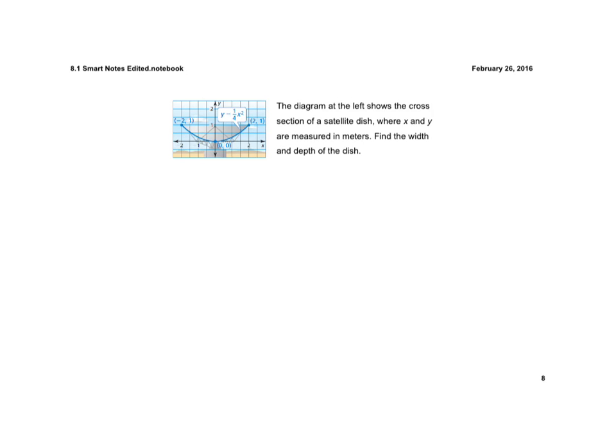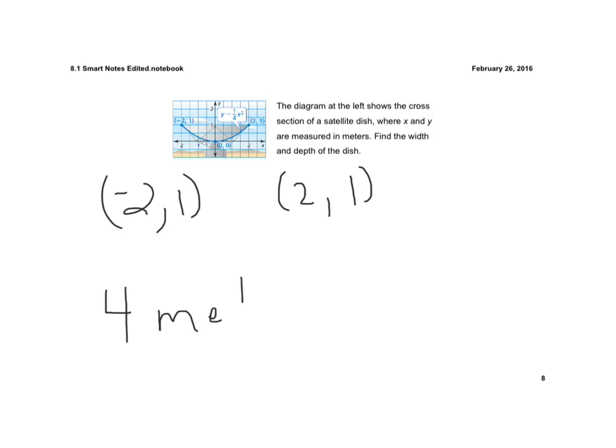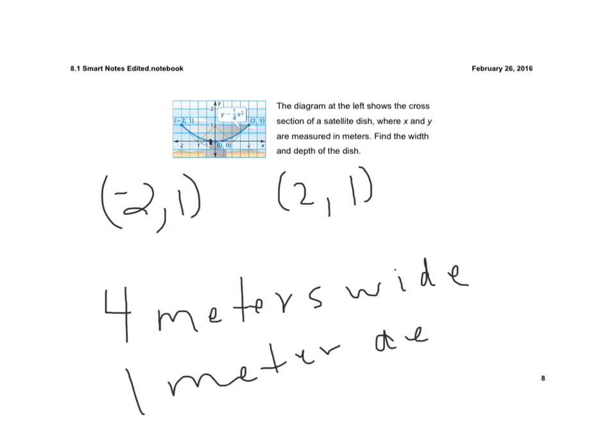Alright, in this diagram it says, the diagram at left shows the cross-section of a satellite dish where x and y are measured in meters. Find the width and depth of the dish. Well, if we look at the ordered pairs here, this goes from (negative 2, 1) to (2, 1). Well, so the width goes from negative 2 to 2, so the width is 4 meters. And since the vertex is at (0, 0), it's 4 meters wide and 1 meter deep. All right?